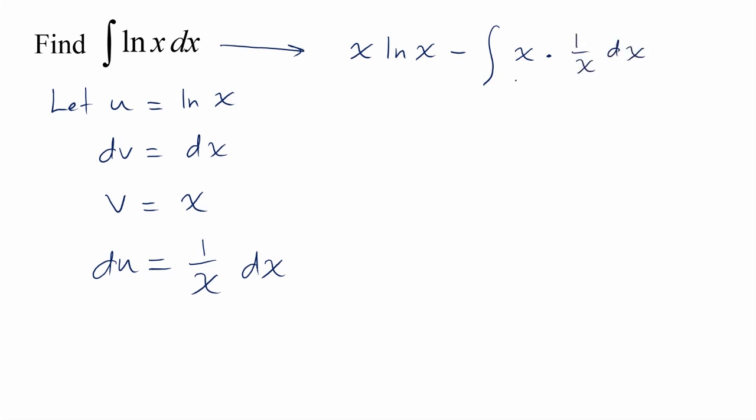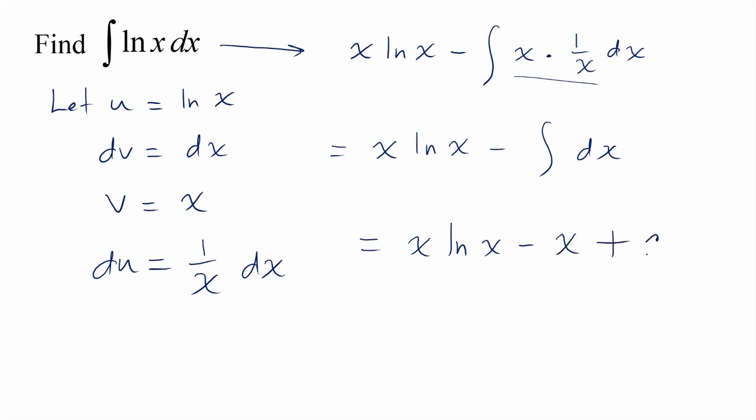And look what happens right here. X times 1 over x gives us 1. So we currently have x natural log x minus the antiderivative of simply dx. So our final answer would be x natural log x minus the antiderivative of dx is just x, and then we have a constant on the end, plus c.